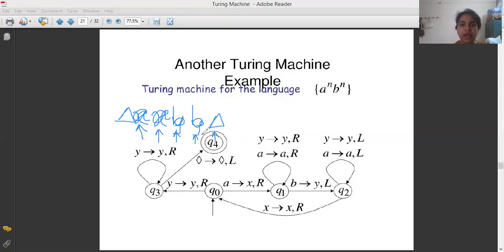So it's a very simple strategy. For every A converted into X, we have another B converted into Y. So keep on doing this. So how is it performed? Initially we are here in Q0. We read the first A, convert it into X, and move the tape head towards right. Whatever A's we have in between, we just keep on reading them and moving ahead in the right direction, till we come across the first B. This first B will then be converted into Y, and we again move towards left.